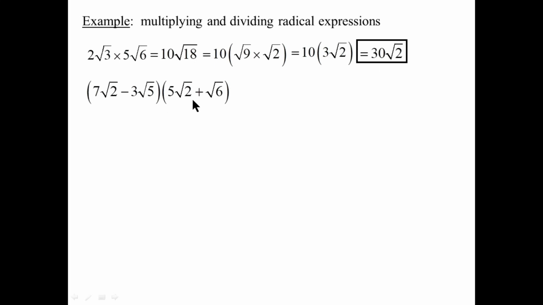Here we have a binomial multiplied by a binomial. We'll have to pay attention to the little arrows, which I haven't typed in, but let's pay attention to the little arrows here, the distributive property, if you will. So we'll have to say 7 root 2 times 5 root 2 will be 35 root 4. Then we'll say 7 root 2 times root 6 is 7 root 12. And then minus 3 root 5 times 5 root 2, multiplying the coefficients, will be minus 15 root 10, and so on.